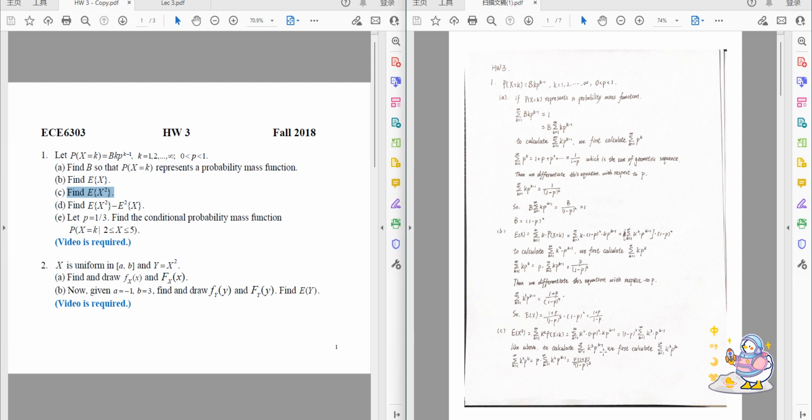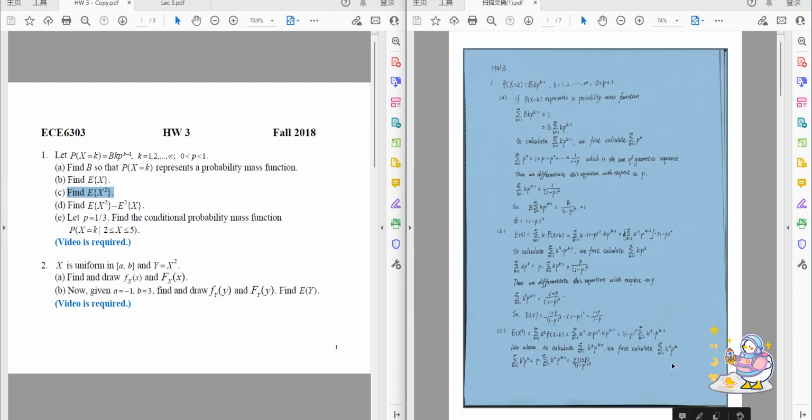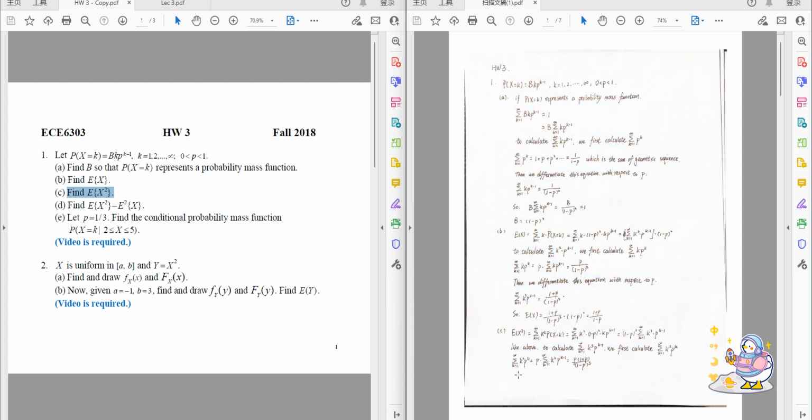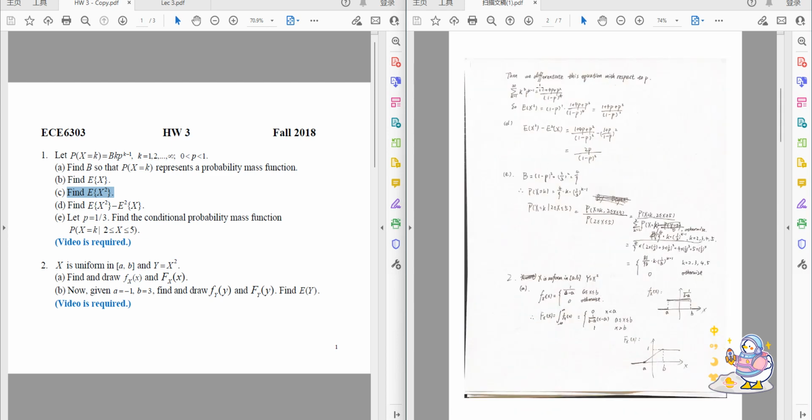To calculate this, we first calculate the k squared times p to k and factor out the multiplier constant p. We get the result of the second problem. So we know this equation. And we differentiate this equation with respect to p. We got what we want. So the expectation of x squared is equal to this.